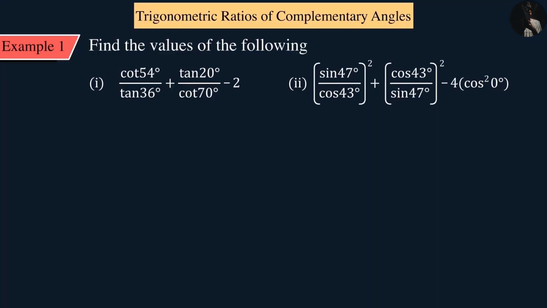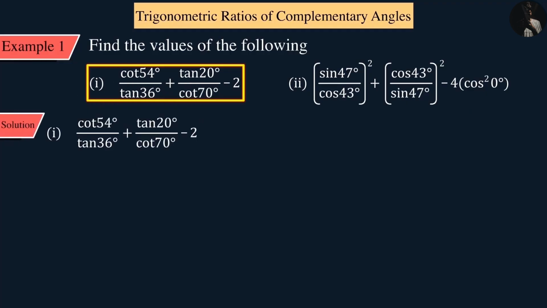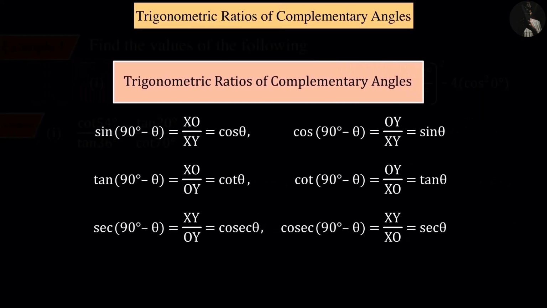Find the values of the following. Let's discuss the first part of the example. We can see that the first term given is cot 54 upon tan 36. Here 54 and 36 form a pair of complementary angles. Similarly, the second term also has a pair of complementary angles and the third term is -2. To solve this, we will use the trigonometric ratios of complementary angles.